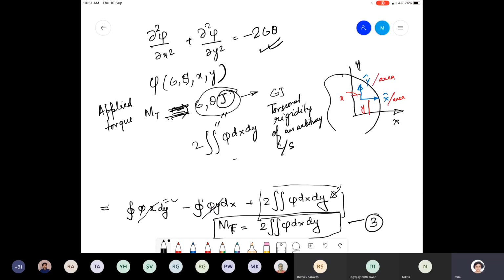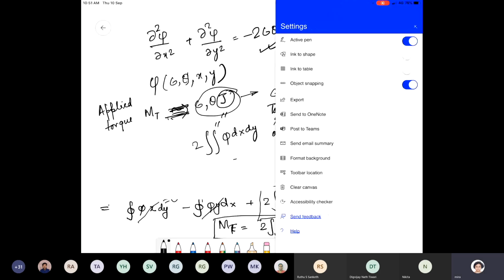These things will get very clear when we solve certain examples, which we are going to do in the next class. Any questions here? Okay, let me just summarize the whole thing. The summarization is tau xz is del phi by del y, and tau yz is, for torsion of non-circular shaft.